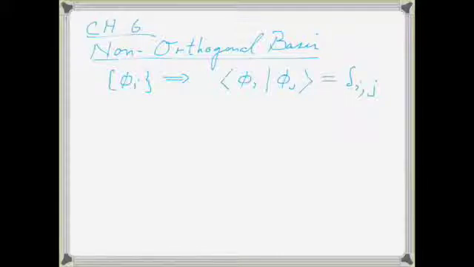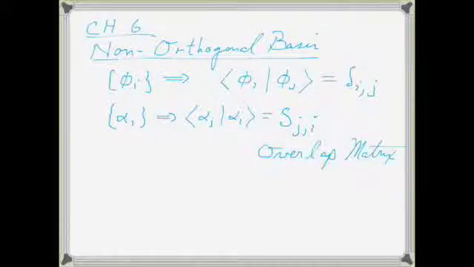Now we have to deal with a basis that is not orthonormal, and this integral gives you something. It's called the overlap matrix, and it's always denoted by S.